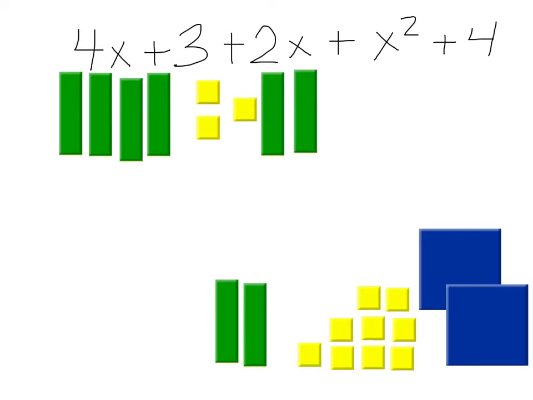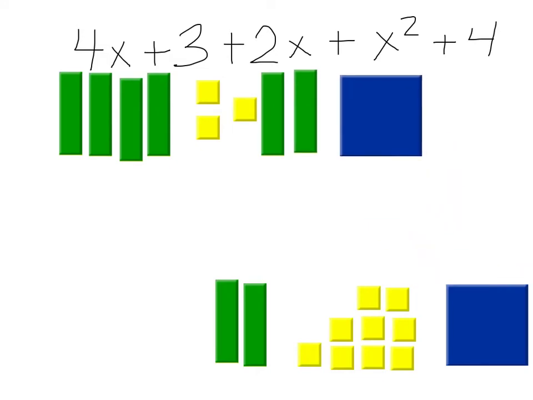And I'm adding that to an x squared. How many x squares? Just 1, because there's an invisible 1 sitting in front of that x squared. And then I'm adding it to 4 little pieces. So there we go. Now that's my math problem using algebra tiles.